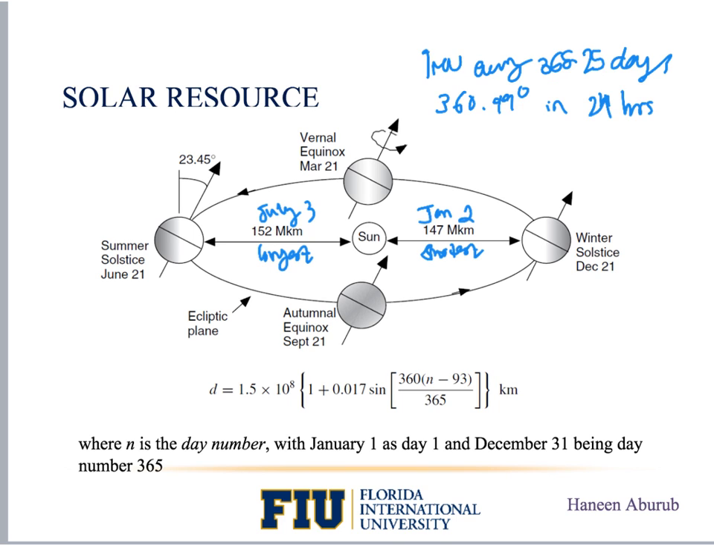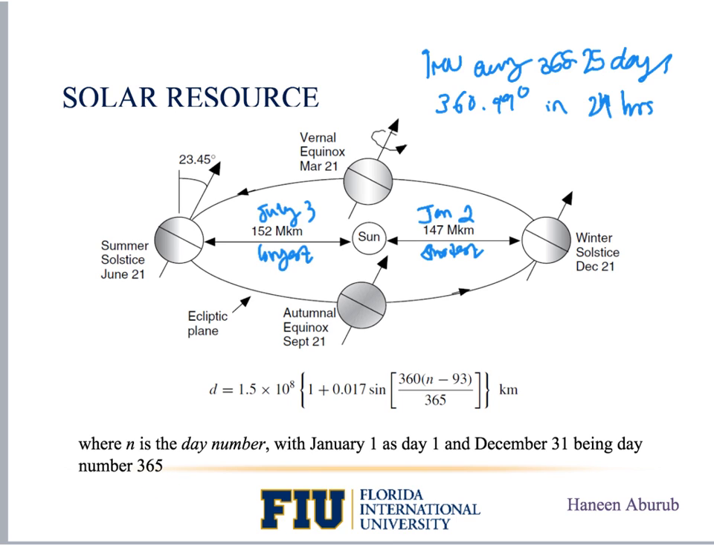Okay, now this variation in distance is described by this equation here, in which we have n that represents the day number, with January 1st as day 1 and December 31st as day number 365, representing the last day in the year.